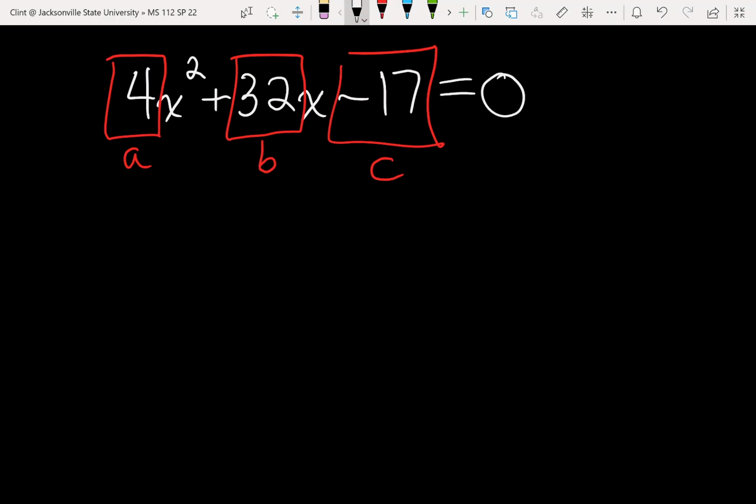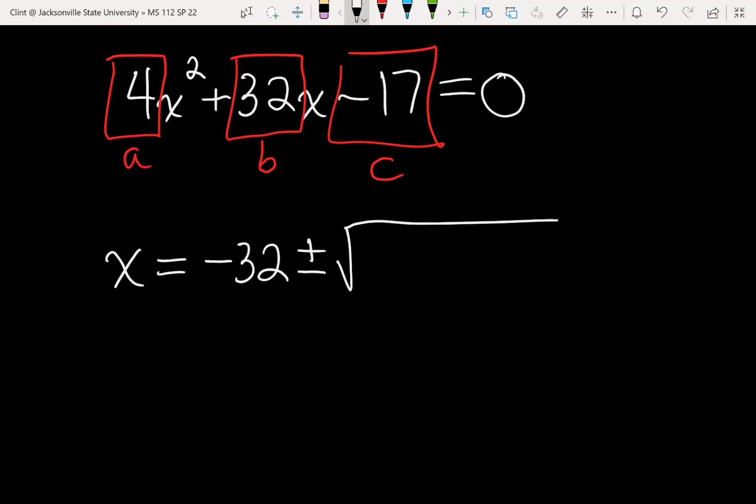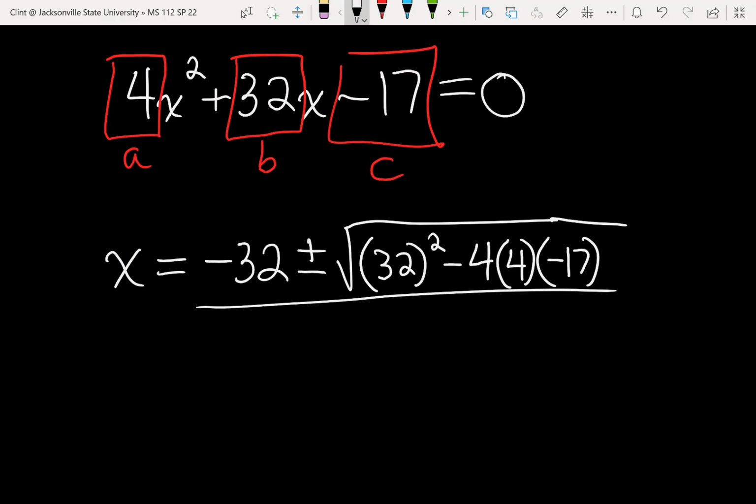So filling into our quadratic formula, x is the opposite of b, so negative 32, plus or minus the square root of b squared. Remember, I suggest you put parentheses here because it can be a little tricky if you have a negative number for b. And then minus 4 times a, which is also 4, times c, which is negative 17, all over 2a.